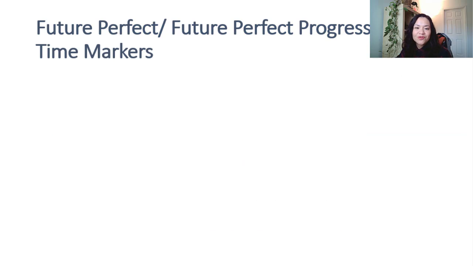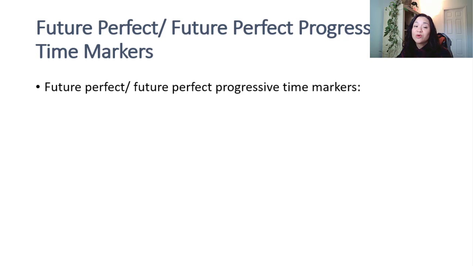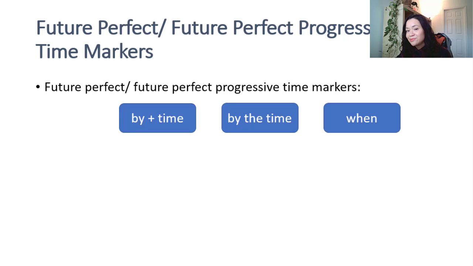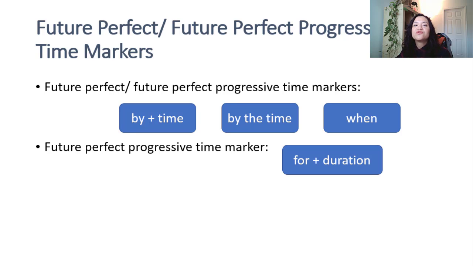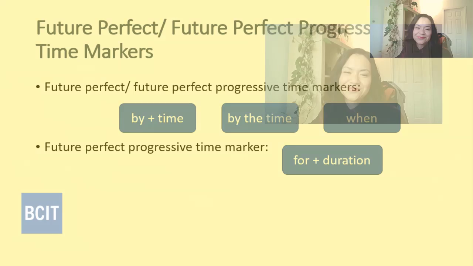Like most perfect verbs, some of the time expressions that we will use involve by the time, by plus time, and when. For is particularly useful for future perfect progressive.